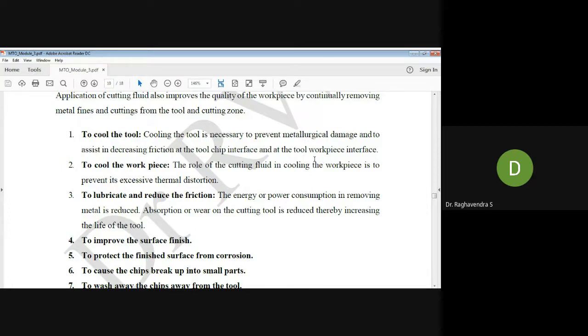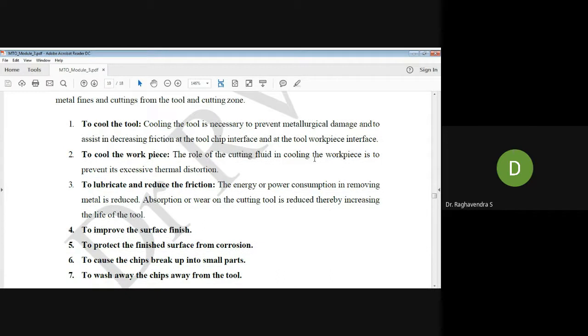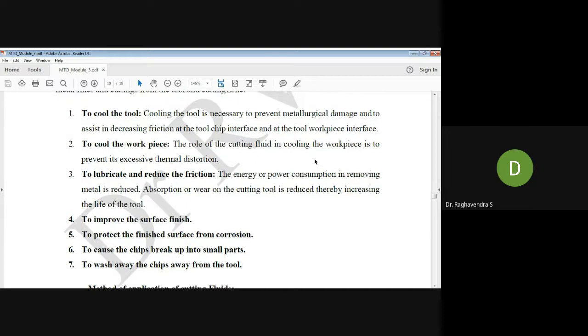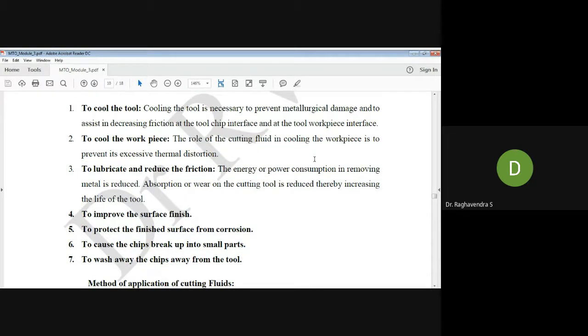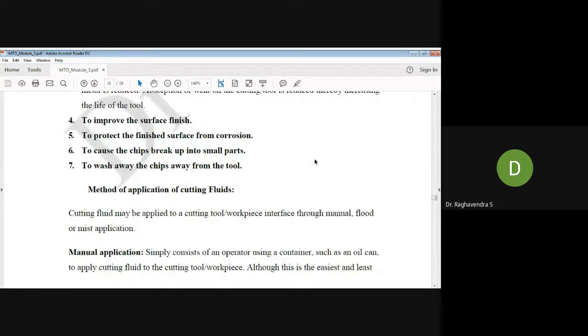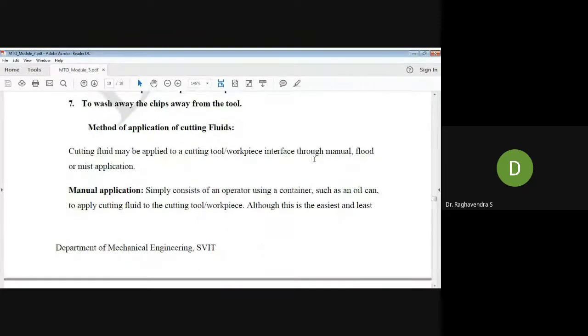Sometimes we all know that we do some painting to the iron bars, whenever there is a gate and windows of your house. In the rainy season, especially the rainy season or winter season, before that we start painting. Why? Because whenever it reacts with moisture, rust will take place, which means the whole structure will get damaged. So to avoid that corrosion, what will they do?